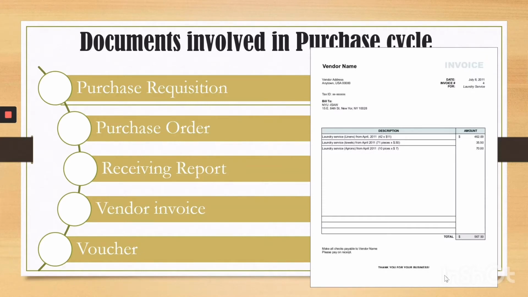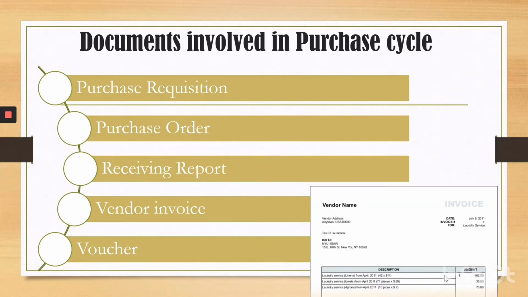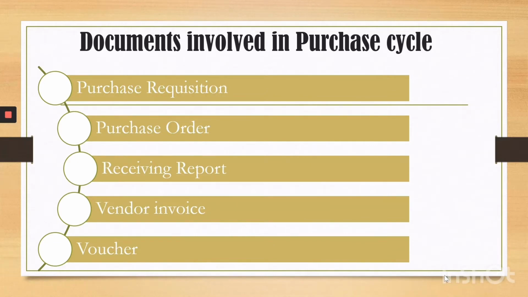The fifth document is the voucher, and it is usually used by entities to control payment for acquired goods and services. It is basically all the documents put together in a file, called a voucher packet. In that file, it contains a purchase requisition, purchase order, invoice, receiving report, invoice approval, and checks.